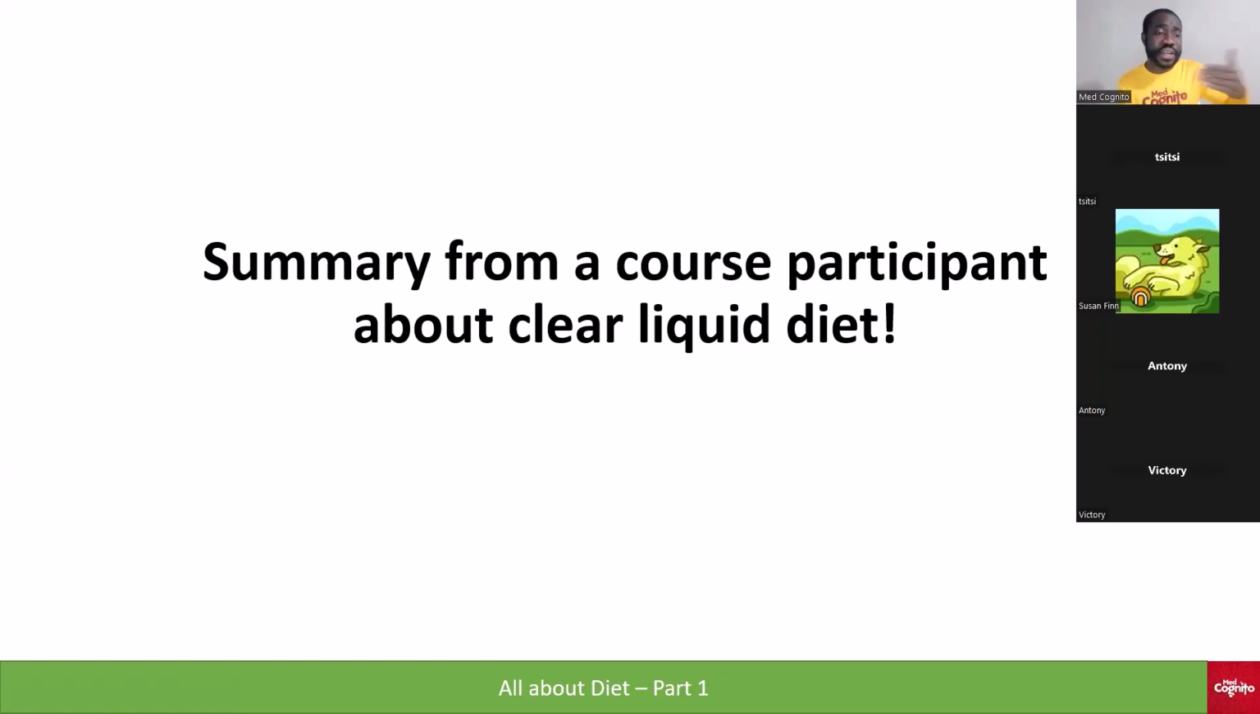And why do we give a clear liquid diet? Usually, as you said before, before and after surgery. Beautiful, beautiful. And when you're also transitioning from nothing by mouth to a regular diet. Okay, beautiful. I'm very glad we are getting somewhere. So this is how I want the class to go today, because with this particular topic, there are specific things we need to know for the NCLEX, and that is why we are taking our time to go through it.